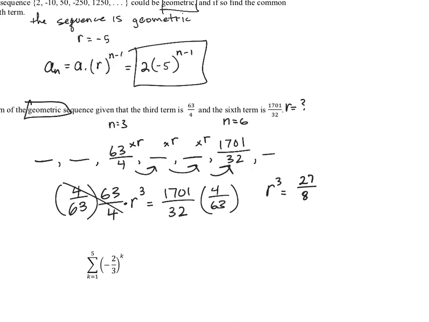Take the cube root of both sides now. Then we get r equals the cube root of 27, which is 3, over the cube root of 8, which is 2. So the common ratio that multiplies each term is 3/2.